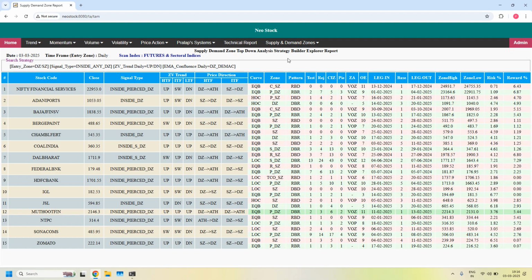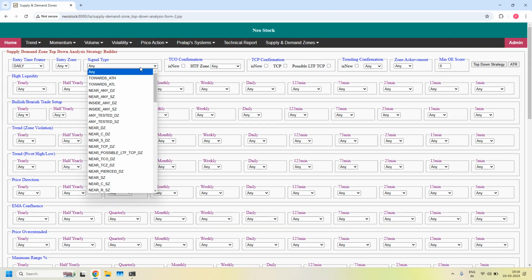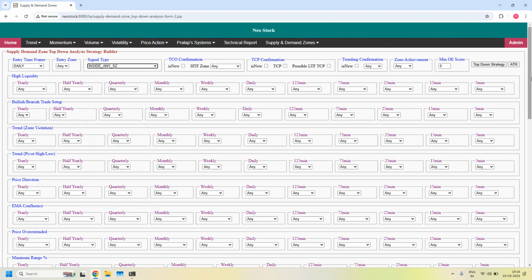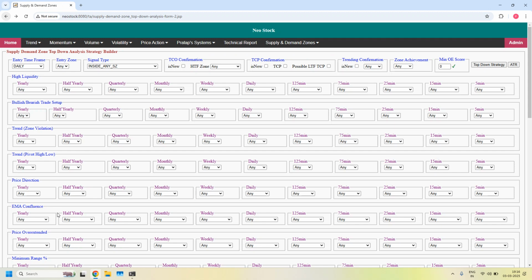Okay, next. Price closed inside the daily supply zone for daily time frame. We got 14 stocks. Out of these 14, how many daily supply zones are having daily EMA confluence? Let us verify. The EMA confluence daily, setting the filter: daily supply zone with daily EMA confluence.